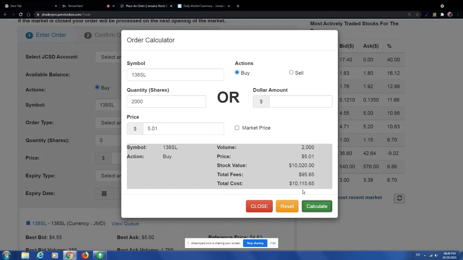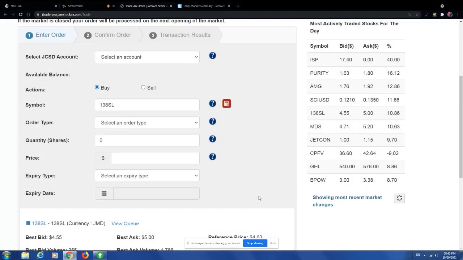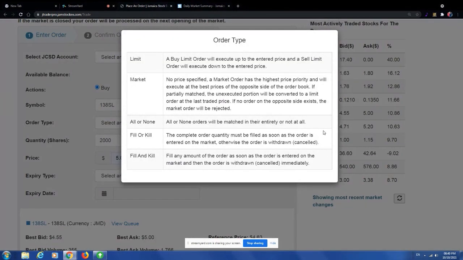We at least know how much more fees we have to pay. Let's just say we put 2,000 units at $5 and a penny. Now, right here, I'd recommend everybody, when they're making their first trade, to actually press this question mark. Why? Because the order type has been expanded.